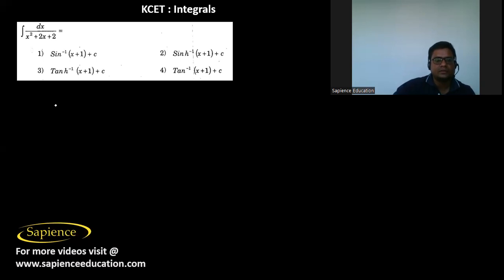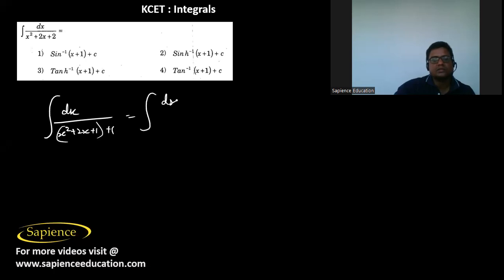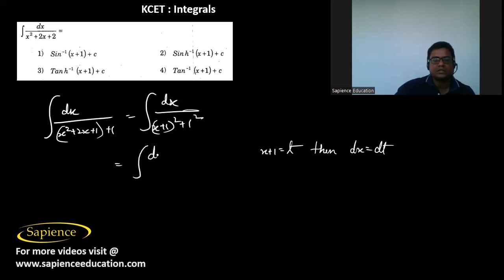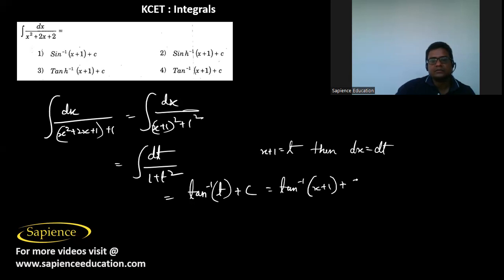Then here it is told, find the integral dx by x square plus 2x plus 2. So this I can write as x square plus 2x plus 1, which is integral dx by x plus 1 whole square plus 1 square. Now here if I take x plus 1 equal to t, then dx will be equal to dt. So then we can write integral dt by 1 plus t square. So this is nothing but tan inverse of t plus c. So this will be tan inverse of x plus 1 plus c. So option 4 is the correct answer.